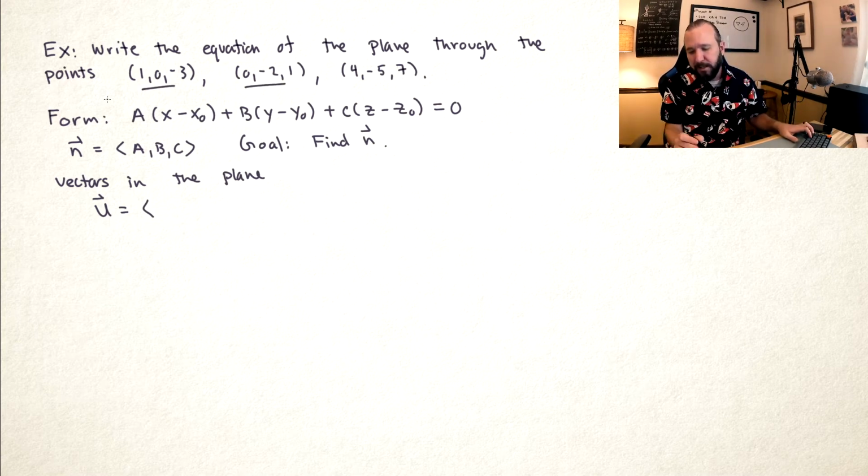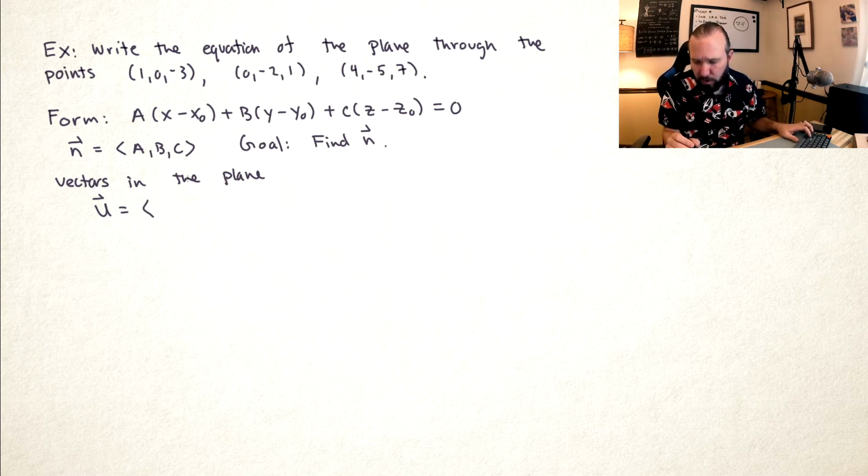The important thing is that you make sure that you use all 3 of the points at least once in this process. So here I'm using the first 2. So I'll do final minus initial here. Okay, so 0 minus 1 is -1, -2 minus 0 is -2, and then 1 minus -3 is 4.